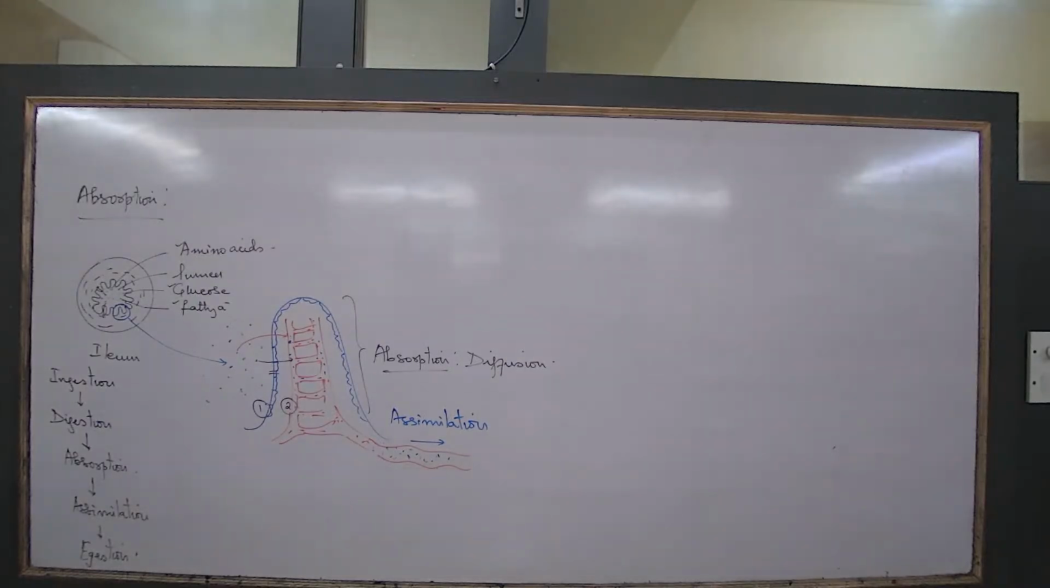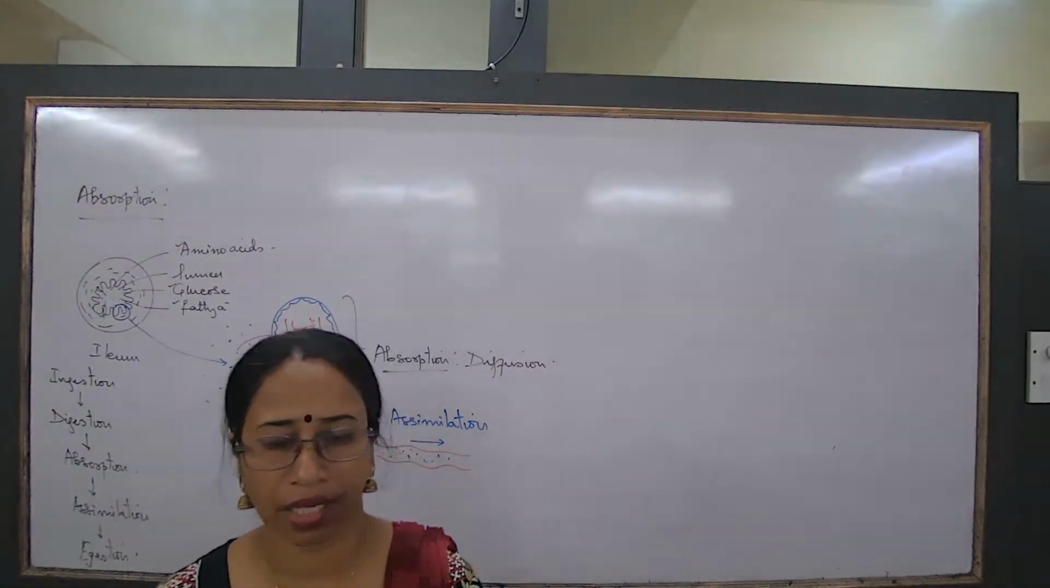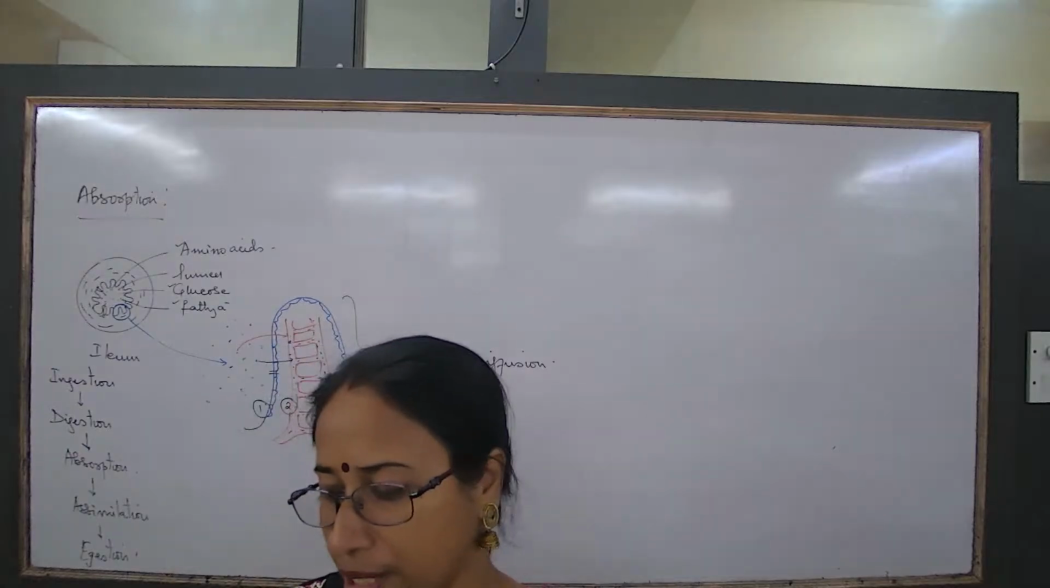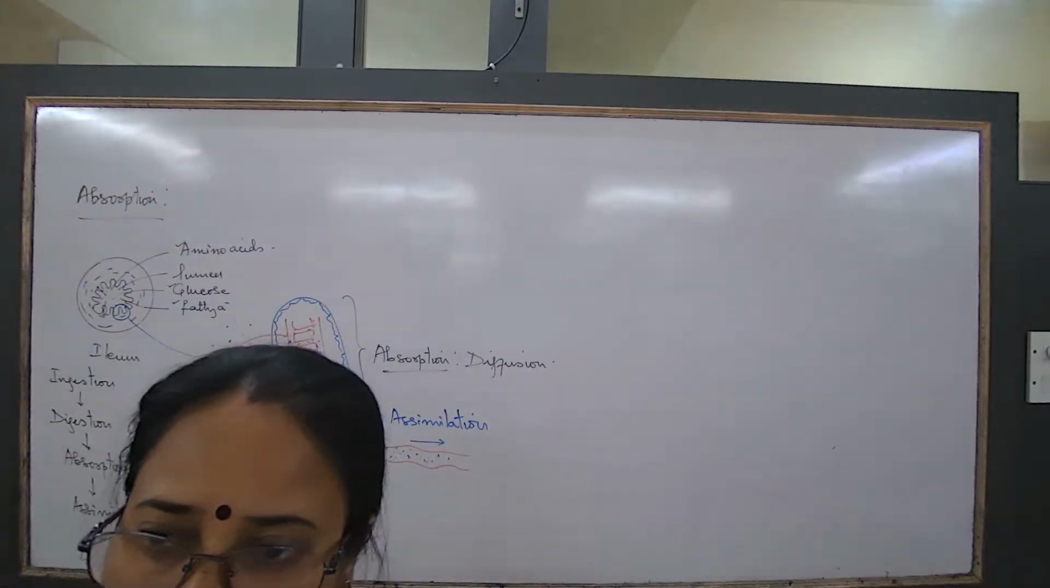Next, define assimilation. Check the spellings as you write. All these words you should know, then you'll be able to answer other questions.